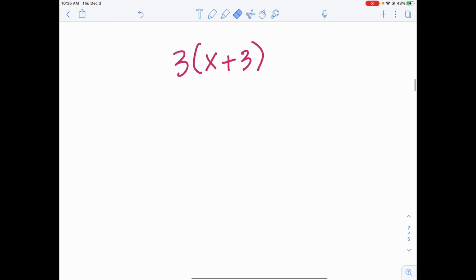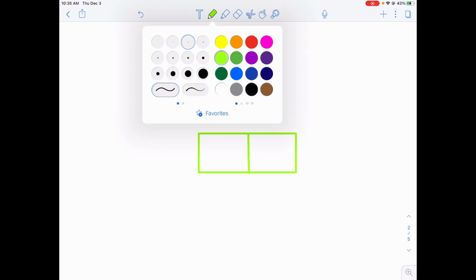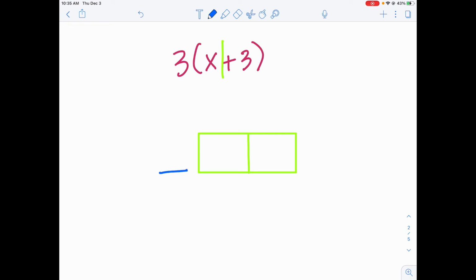Okay, now to review the distributive property, remember we split the terms. We said there are 2 terms inside the parentheses. That means I make 2 boxes. Now, I had to put things around the boxes. So something went in front, above, and above. So the number in front of my parentheses was the number that went in front of my boxes. My first term went above my first box, so this is x.